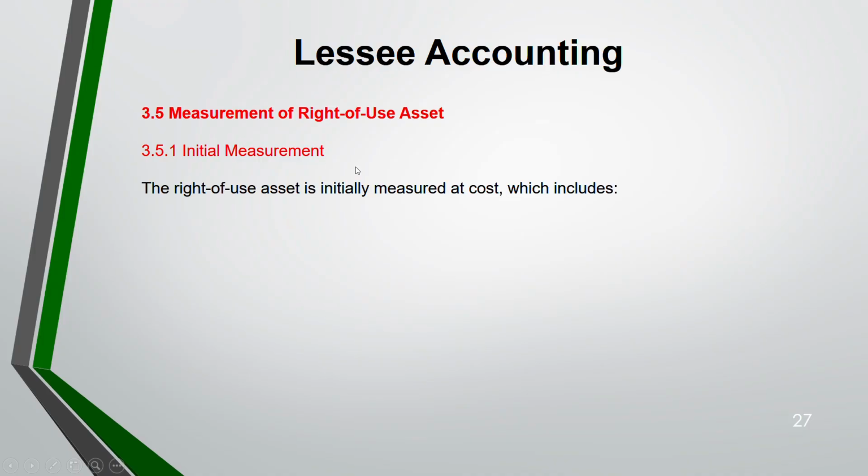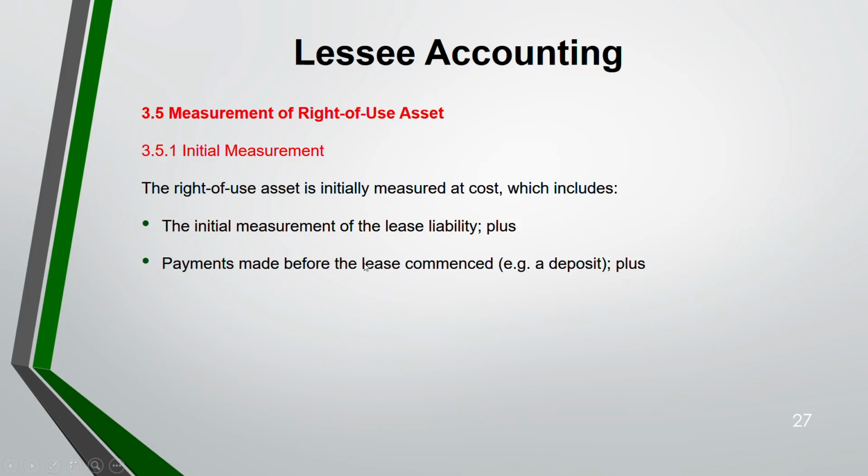Initial measurement will be measured at cost, like any other asset, like under IS 16, how we measure PPE under cost. This is also at cost, which includes initial measurement of lease liability. Now you see why we recognize liability first, because we start with the initial measurement of lease liability. Of course, whatever you pay as a liability will be your right of use asset. Plus, there are some things that you have to add under right of use asset, but not for lease liability.